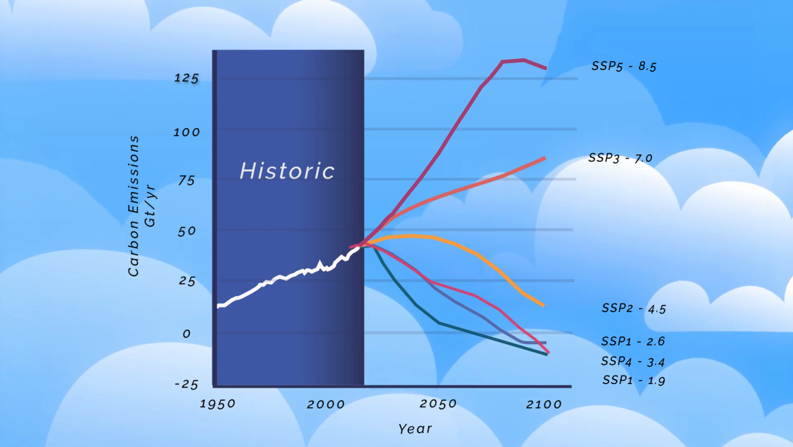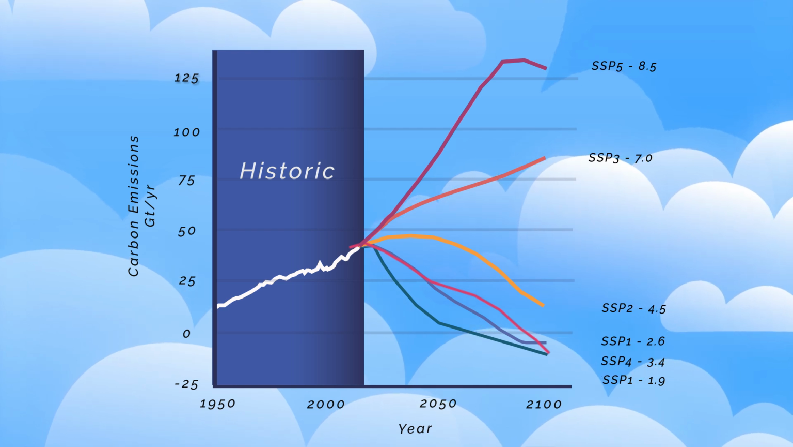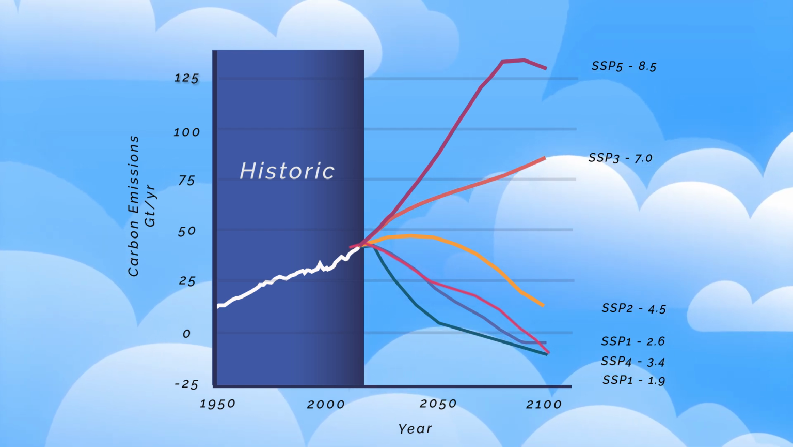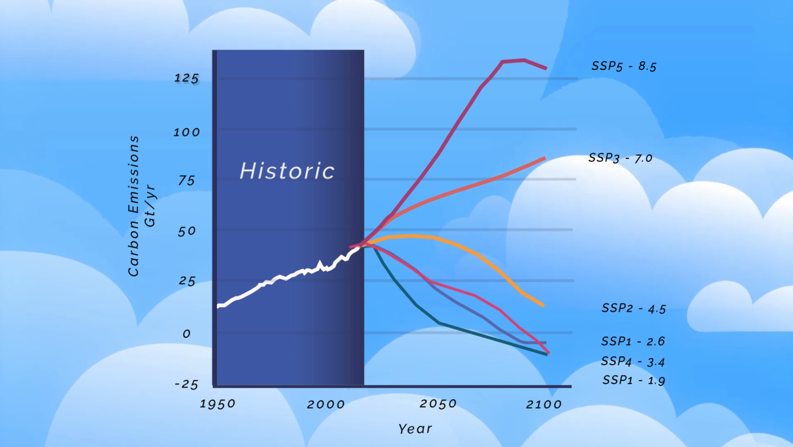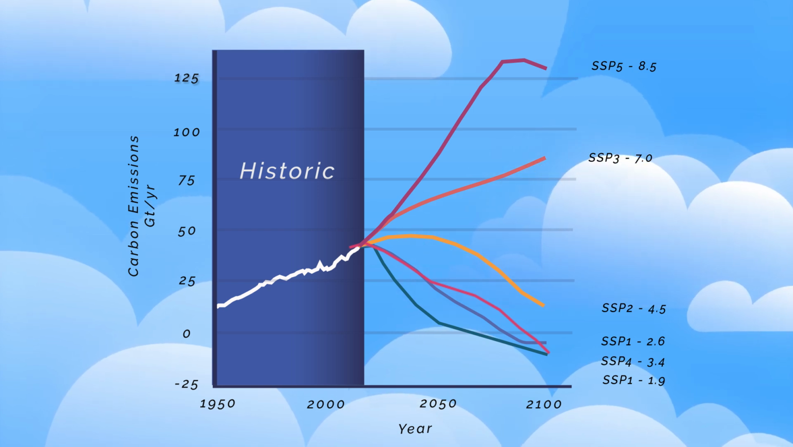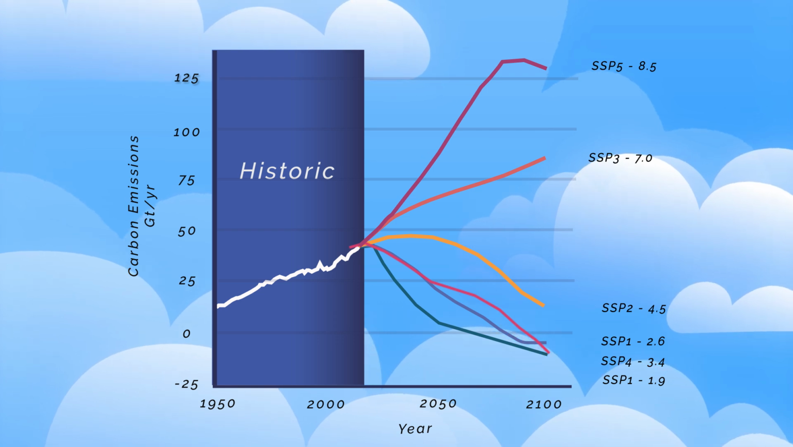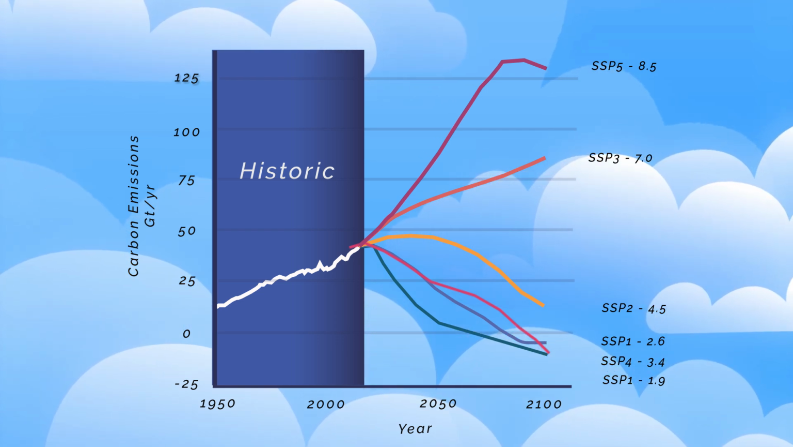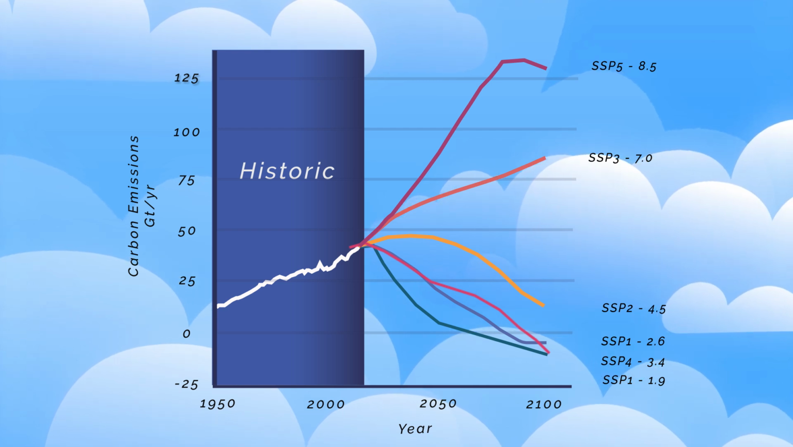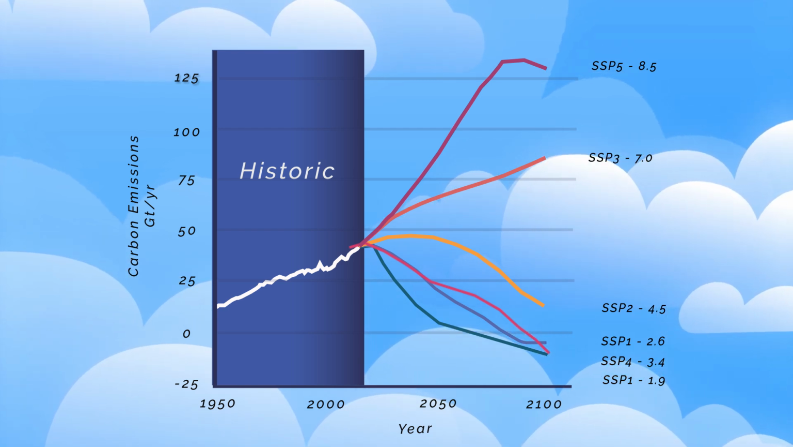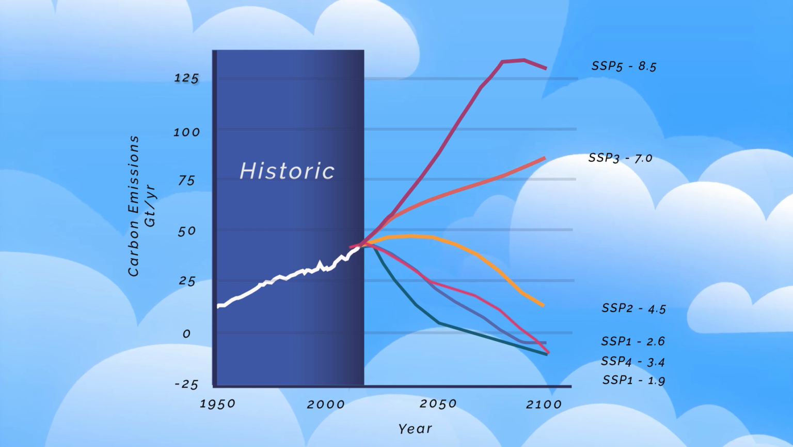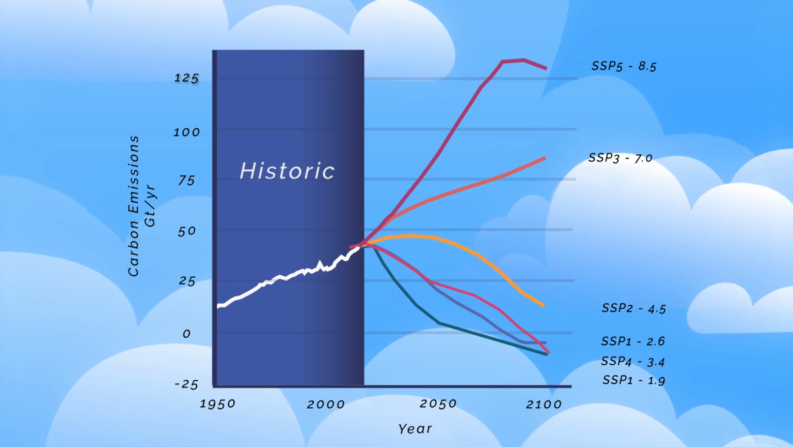SSP5 8.5 and SSP3 7.0 generally trend along the same trajectory as historic emissions. SSP 2-4.5 follows approximately the same trajectory between 2020 and 2030, but becomes very optimistic in the following years. Finally, SSPs 1 and 4 are extremely optimistic and show a dramatic decrease in greenhouse gas emissions immediately following the year 2020.